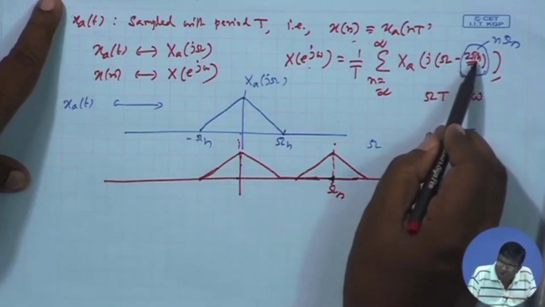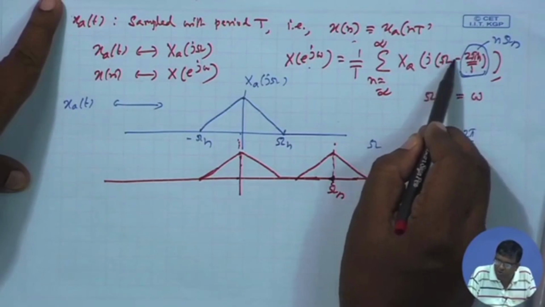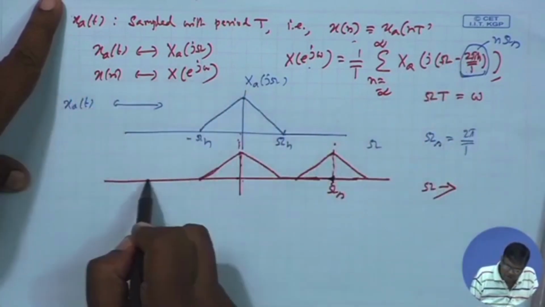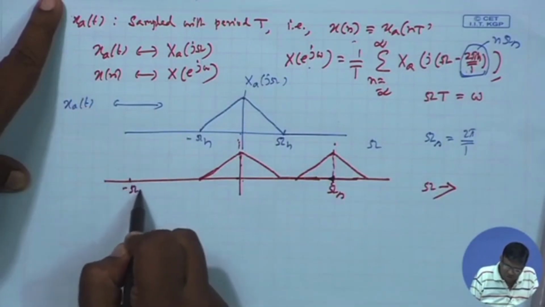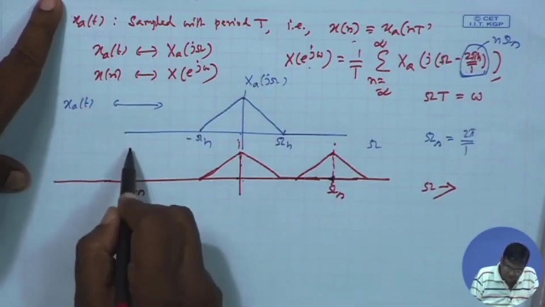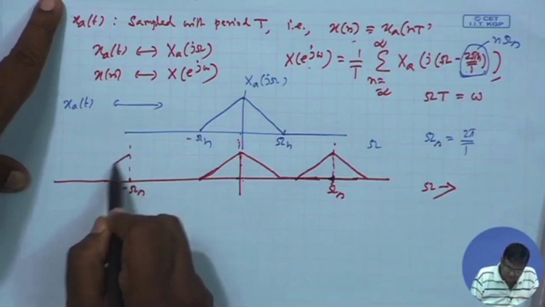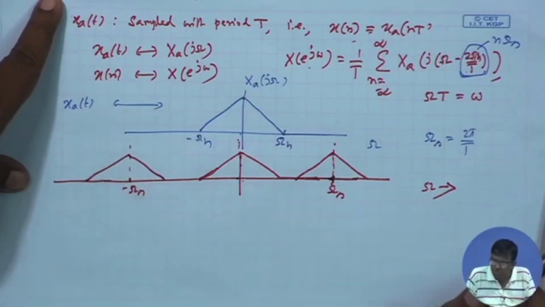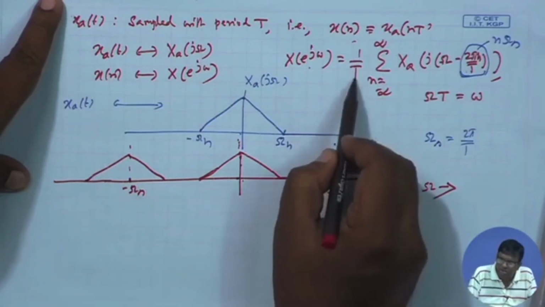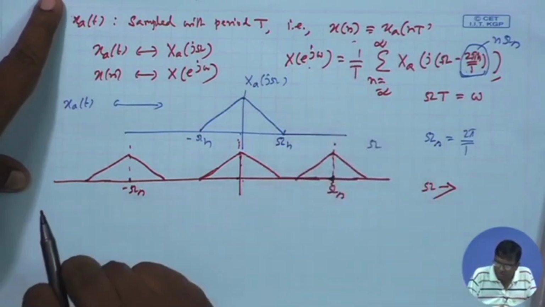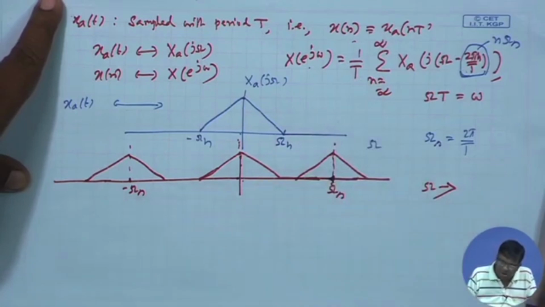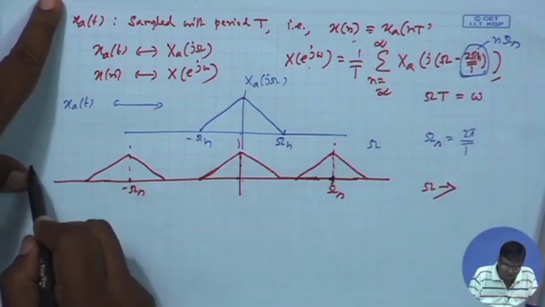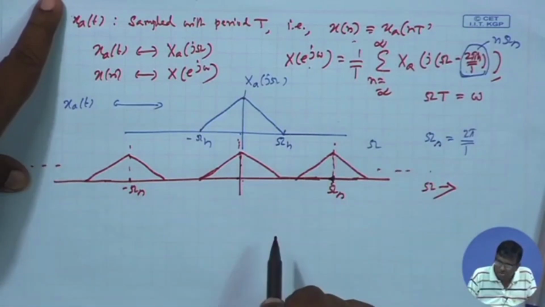Then n equal to minus 1 also you can take. So, it will be capital omega plus 2 pi by T, which means this will be shifted to the left, and the origin will move to minus omega s, and so on and so forth. And then you multiply by the scalar 1 by T, it does not change anything. So, this will be the summation function plotted here.